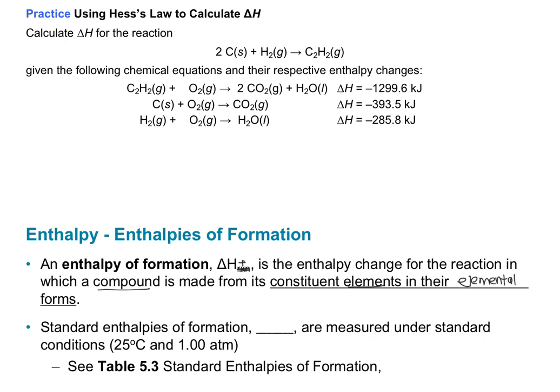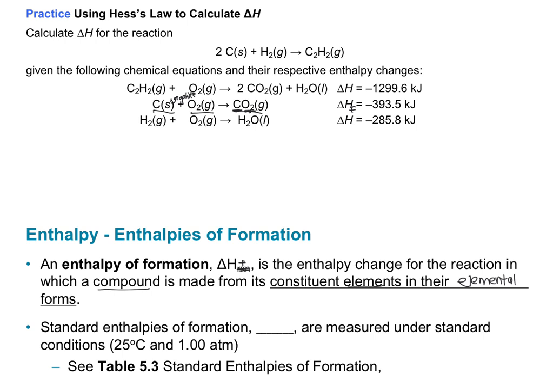So, for example, we actually have one up here. If I was making carbon dioxide, it is made out of carbon. It's also made out of oxygen. So how does carbon show up in its standard form? It starts out as carbon as a solid, a single atom, and its most stable form is graphite. Oxygen shows up in nature as an element, as O2, as a gas. And so this delta H, the second reaction, is actually the enthalpy of formation of carbon dioxide.